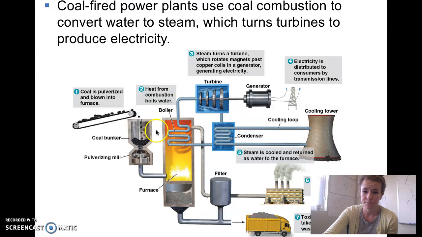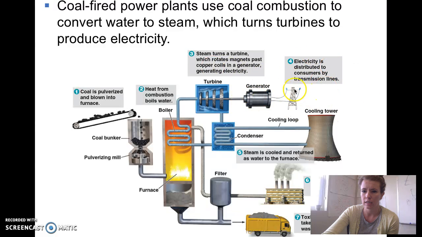Then there's water. The heat boils the water. Then the water releases steam as water vapor evaporates. And the steam turns a turbine, which is like a windmill or a water mill, which rotates magnets past copper coils in a generator, creating electricity. So basically the power from the turbine creates electricity in here.